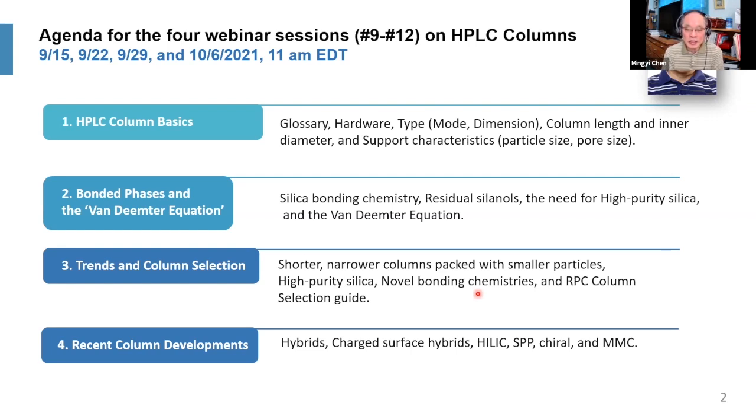It's very important to pick a silica which is called high purity silica. Most of the modern columns are made from high purity silica, and we will define what that means. We will also cover some of the modern bonding chemistry and some selection guides for pharmaceutical and other applications.